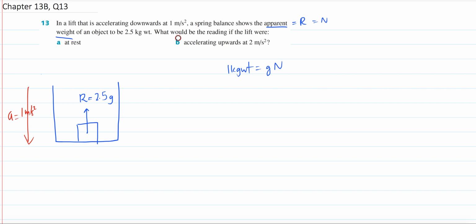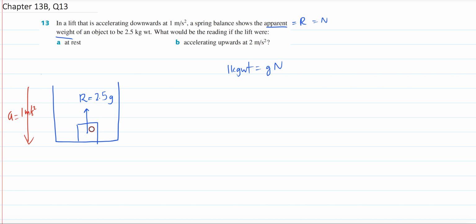Now the question is, what would be the reading if the lift were at rest? So if the lift was at rest instead, what would be your apparent weight? Okay, that's what it's asking. And then also part B, when it's going upwards instead at 2 meters per second square.